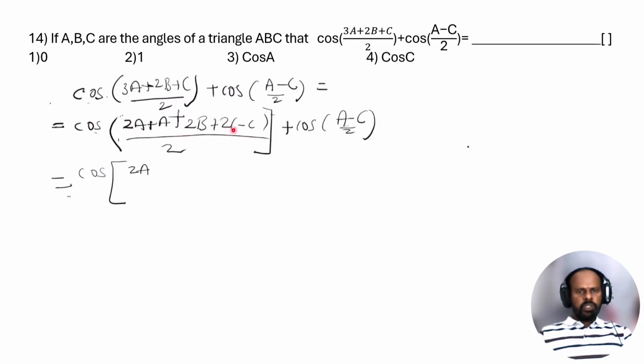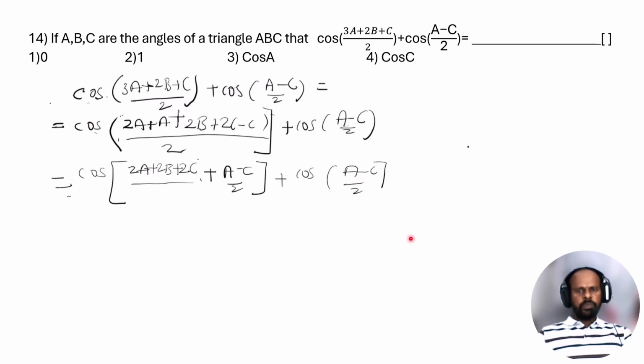And now if we observe here, we are getting 2a, 2b, 2c, 2a and 2b, 2c. Let us write ones together, 2a plus 2b plus 2c by 2, and remaining terms other than 2a, which are a and minus c, I am writing plus a and minus c and divide by 2 as it is. Okay, and now second term as it is, cos a minus c by 2.